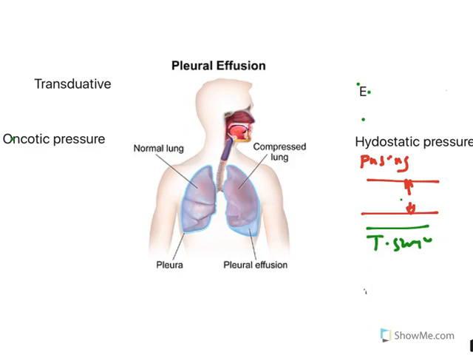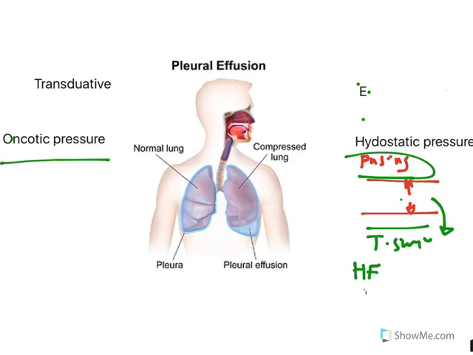What will cause a hydrostatic pressure problem? When the patient has heart failure, for example. We have a problem with the heart pump, so the blood is not pumped very well, and the fluid will start to go into the tissue. This is the pushing pressure. The pushing pressure is very bad, so the fluid will accumulate in the pleural cavity.